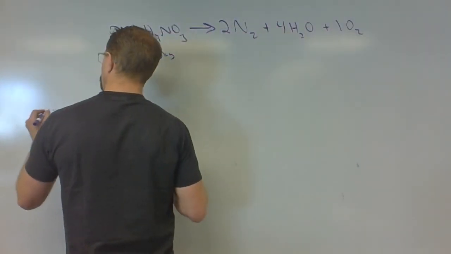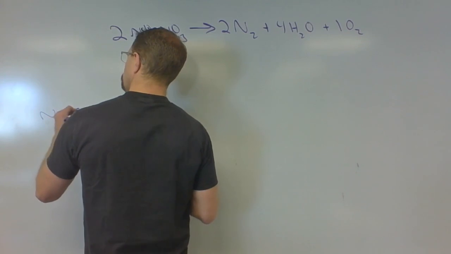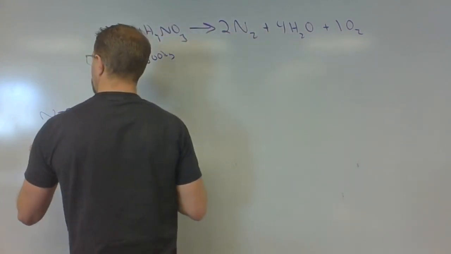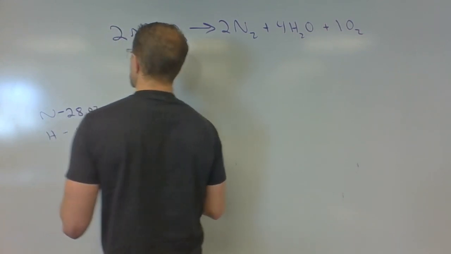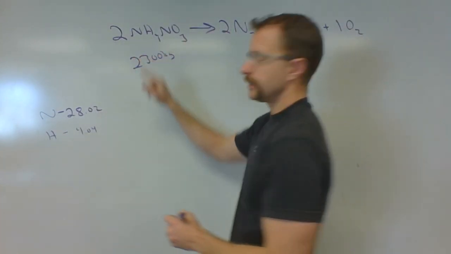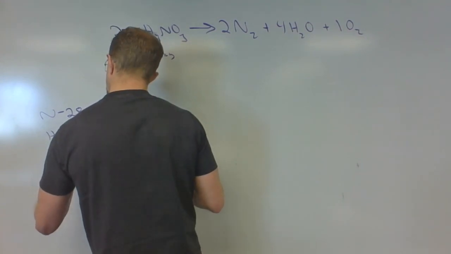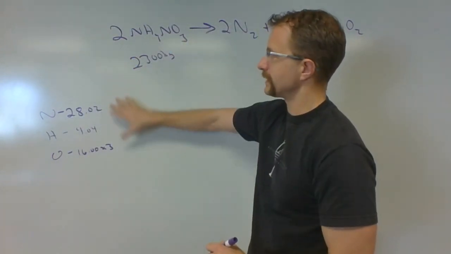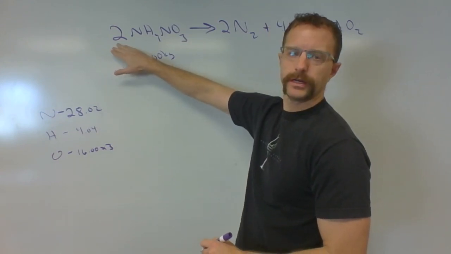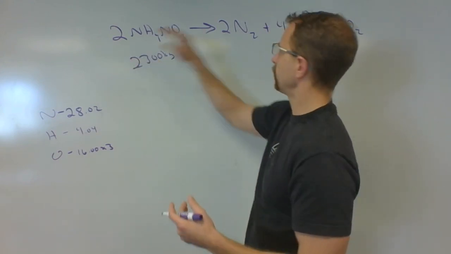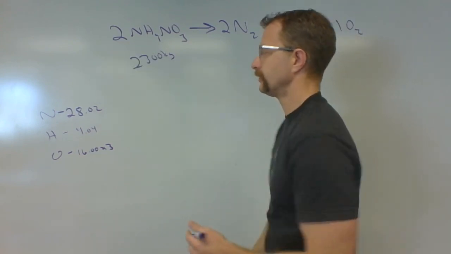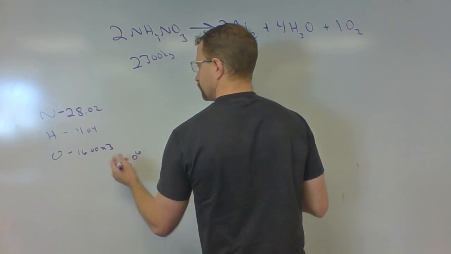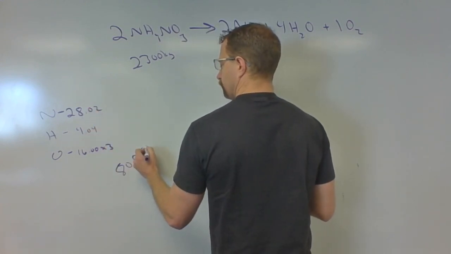Nitrogen is 14.01 times 2, so that's 28.02 because there are 2 nitrogens there. Hydrogen is 4.04 because there are 4 hydrogens. Then we've got our oxygens at 16.00 times 3. So that's going to give us our total molar mass. I don't need to worry about this 2 because we're going to deal with that in our mole bridge. So this is going to be 80.06 grams per mole.